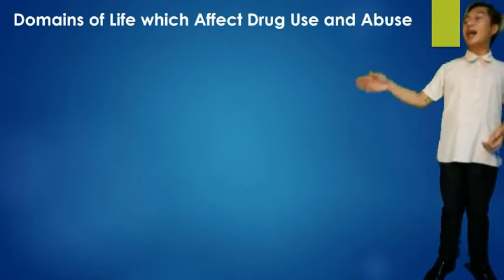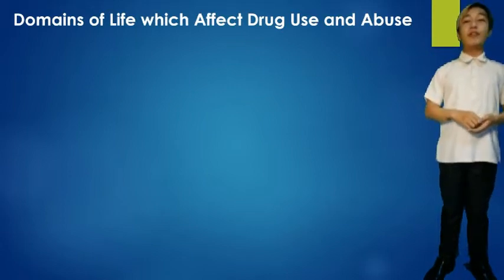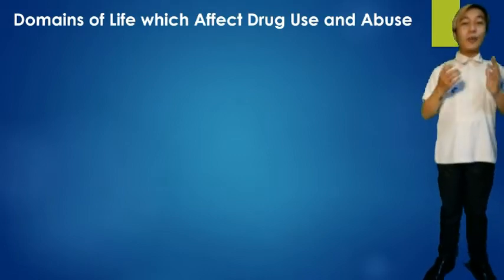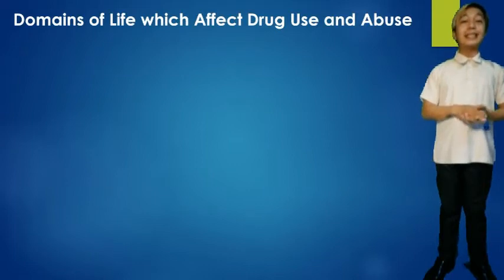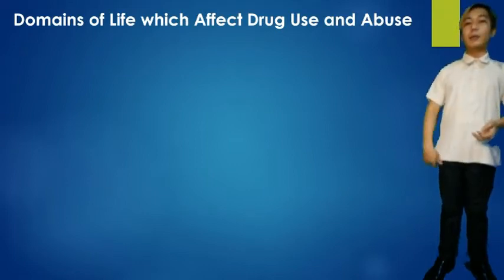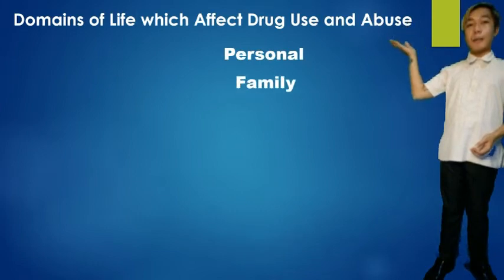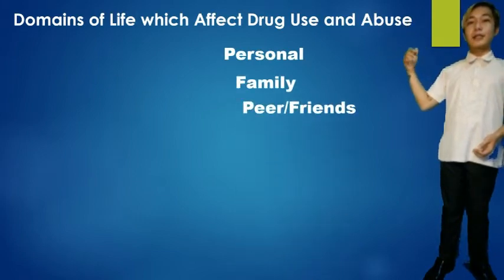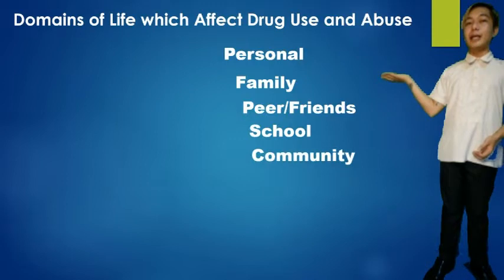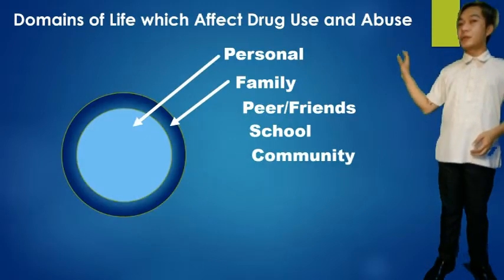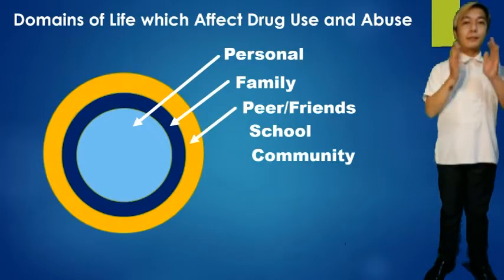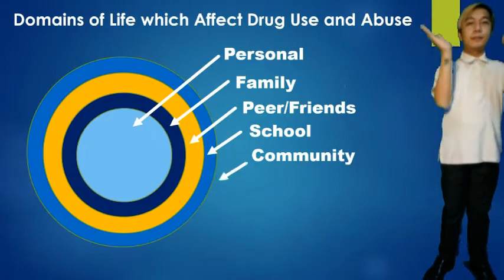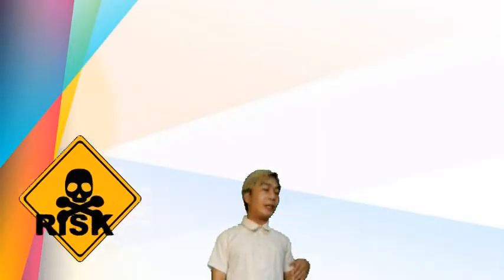So the following are the domains of life which affect drug use and abuse. And what are those domains of life? So domains of life, you also discussed this in your health class. So we have the personal, family, peer and friends, school, and the community. And you can see their graph. So for now, let us identify what is a risk and what is protective.